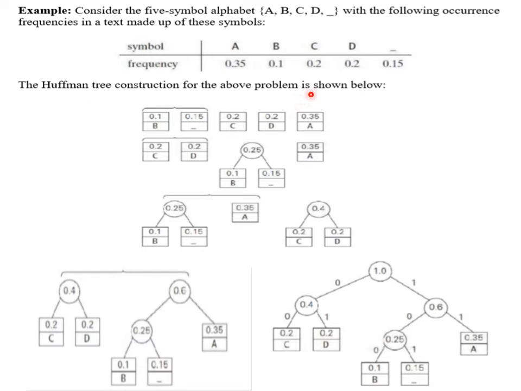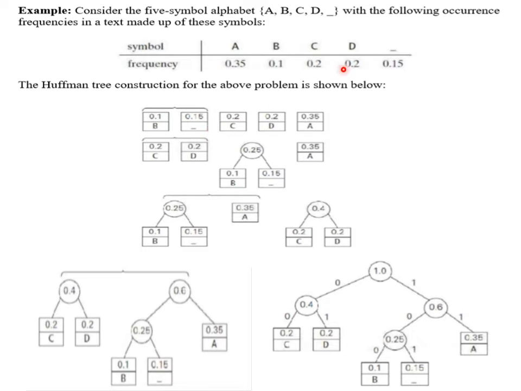So for each of A, B, C, D, a frequency weight is associated. Now we first consider the low frequency characters. The lowest frequency among these is 0.1, which is B. This is a node, 0.1. Next we go to 0.15, which is underscore, 0.15.